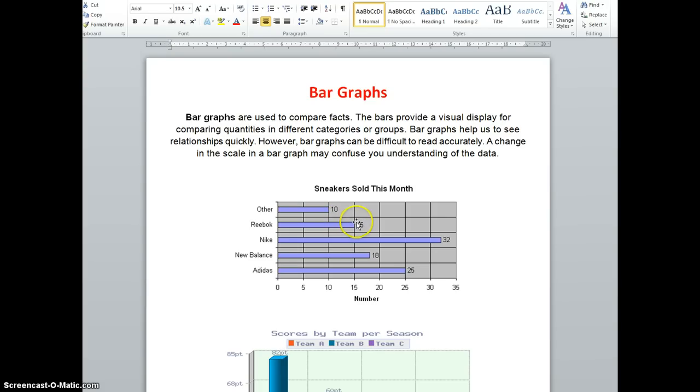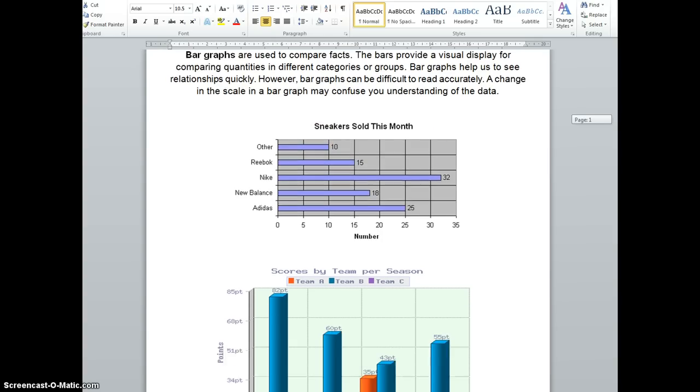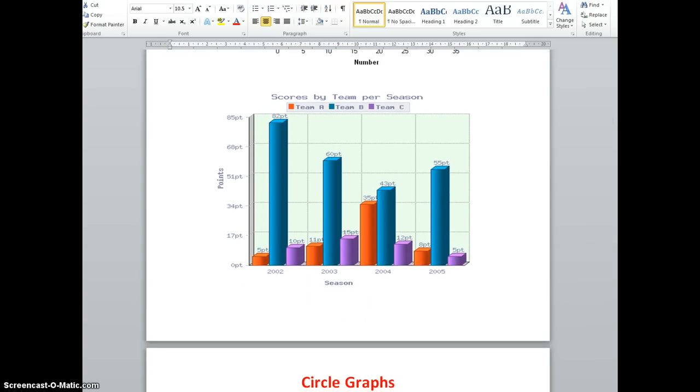So if I had to make an inference from this bar graph, I could infer that next month Nike sneakers will also be the most popular. So an inference is just making a guess, but it's according to information that I have. So there we go. There's our first bar graph. And that bar graph is just showing us some facts, some information. Now, let's look at another bar graph here.